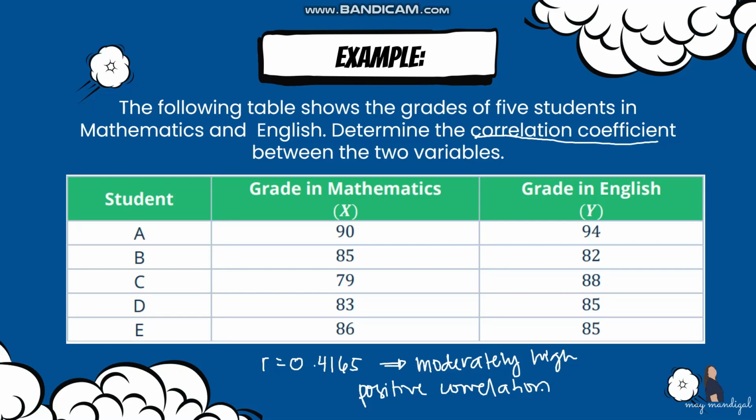And although there's a correlation, it's weak, so it's moderately high, so it's not that high. Okay, so that is how we can describe the correlation between the variables that we have. So they have a positive correlation, the grades in math and also the grades in English, but it is weak. Okay, it's not that high. Correlation coefficient and also how to interpret.